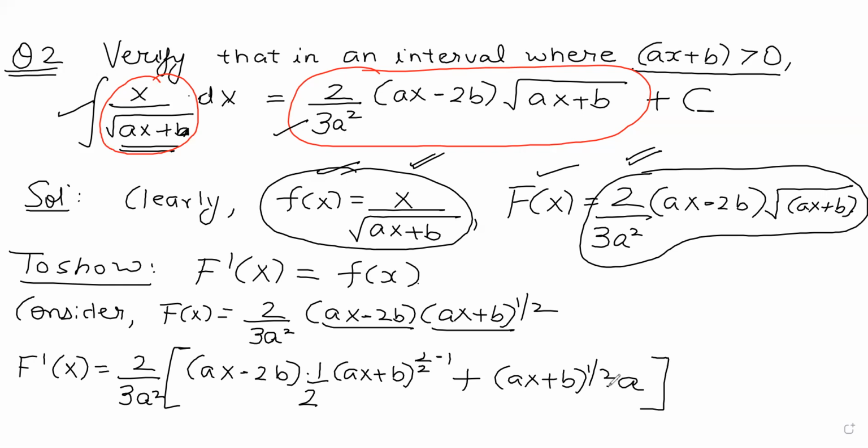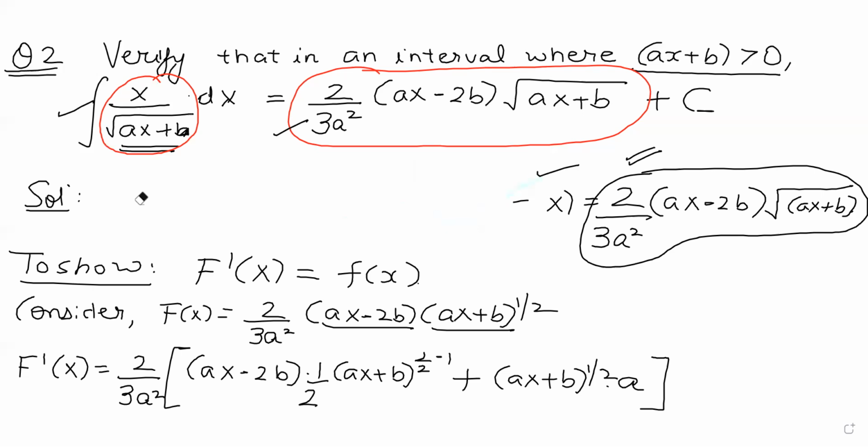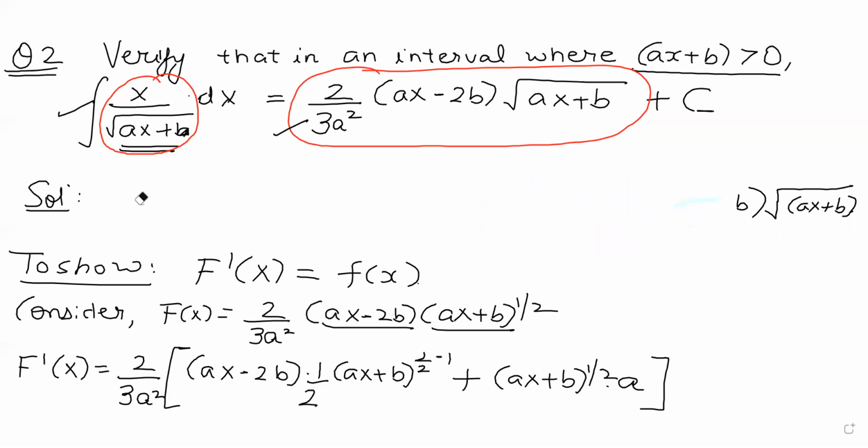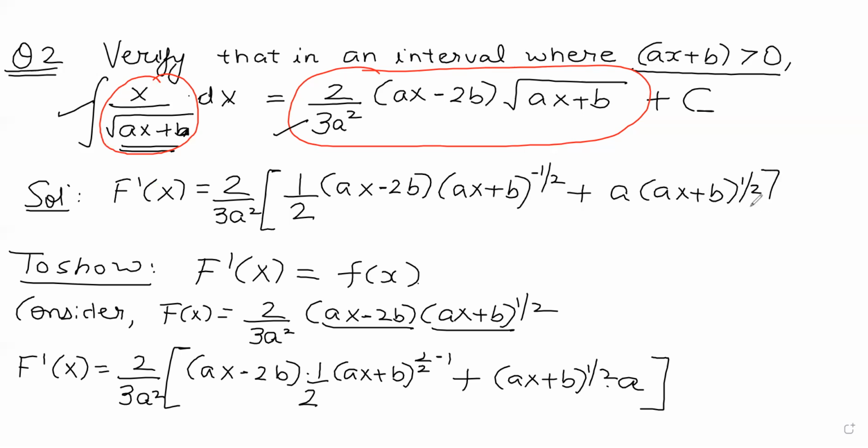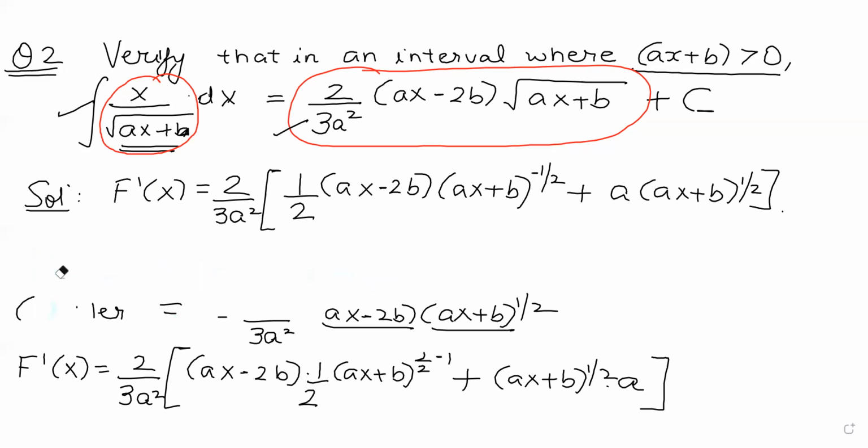Okay, so if we solve this further, let's see what we get. I'm erasing the initial part of the solution and let's solve this further. Let's see what we get. So I can write F dash X is 2 upon 3a square times half into (ax minus 2b) times (ax plus b) to the power minus half, plus a times (ax plus b) to the power half. Okay, if I erase the bottom portion of the screen and continue to solve this expression, let's see what we get.